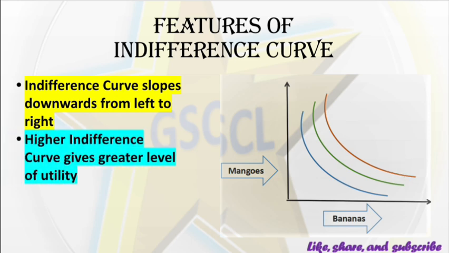When this is the situation, graphically the curve slopes downwards from left to right. The second feature is that the higher the indifference curve, the greater the level of utility experienced by the consumer. And what is meant by a higher indifference curve? It means the more the curve forms towards the right, the higher the satisfaction.